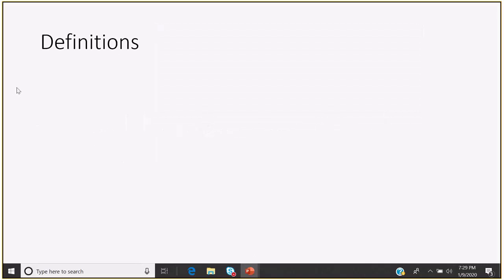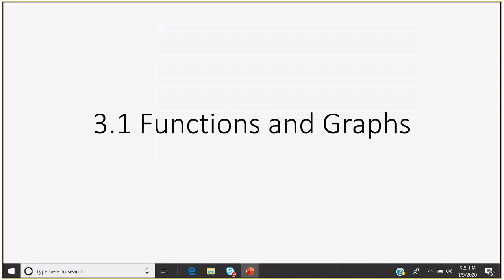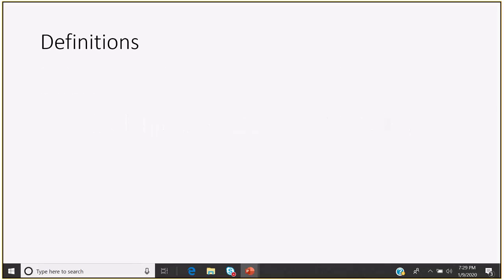So we're starting a new chapter, chapter 3. Chapter 3 is, you may have guessed, a lot of functions and a lot of graphing. This section in particular is going to be introducing a lot of those concepts, like what is a function by definition, and what is a graph, and so on and so forth. So let's dive into it.